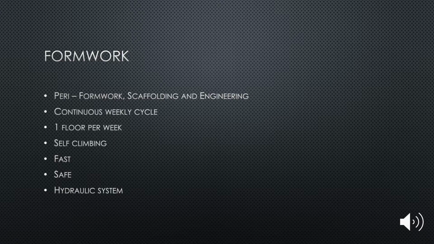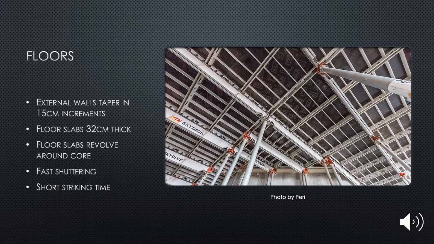The external walls of the core taper by 15 centimetre increments from 90 centimetres at the base of the building to 30 centimetres on the upper floor of the building. The floor slabs are 32 centimetres thick and revolve around this central core. Their geometry changes from story to story.